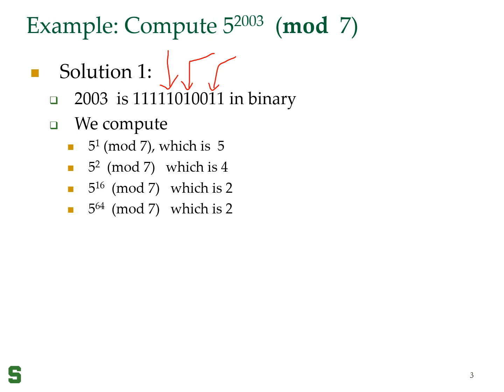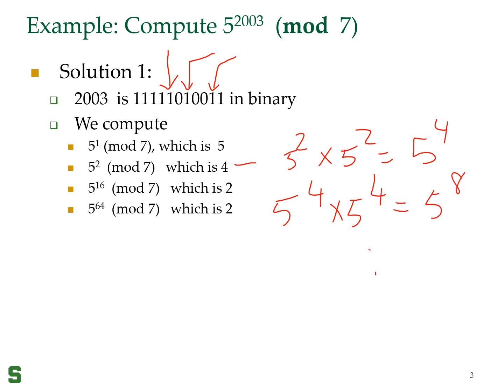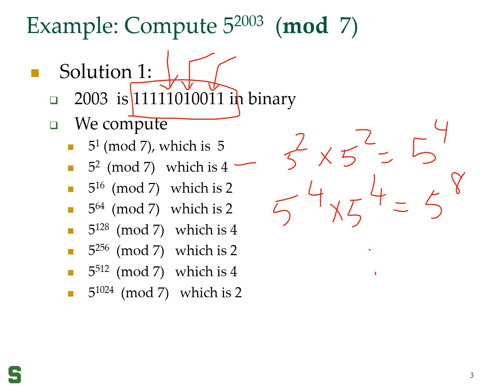Now remember, the way we can compute this is we can take 5 to the power 2, we can take 5 to the power 2 times 5 to the power 2, which is the same as 5 to the power 4. We can take 5 to the power 4 times 5 to the power 4, which is 5 to the power 8, and so on and so forth. So the number of multiplications required here is proportional to the number of digits in this binary expansion. Again, we can compute each one of the necessary terms, and we can get the final answer by multiplying the necessary exponents of 5, and that will give us the final answer to be 3.